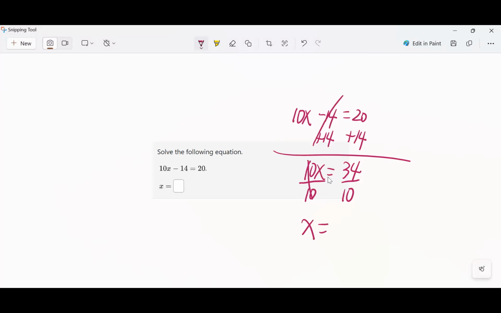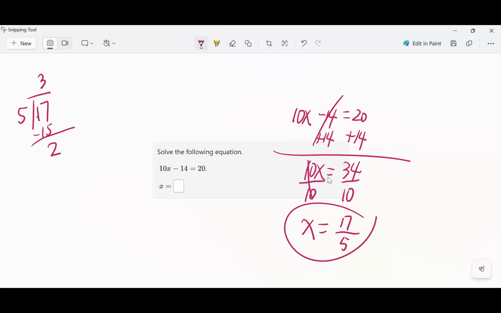Right? They're both even numbers, so you divide 34 by 2, you get 17, and 10 divided by 2, you get 5. You can leave the answer like that. If you want a mixed number solution, then you would do long division. 17 over 5: 3 times 5 is 15, remainder 2, right? So 17 over 5 is the same thing as 3 and 2/5, if you want a mixed number solution.